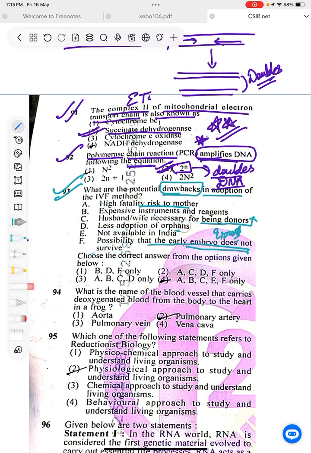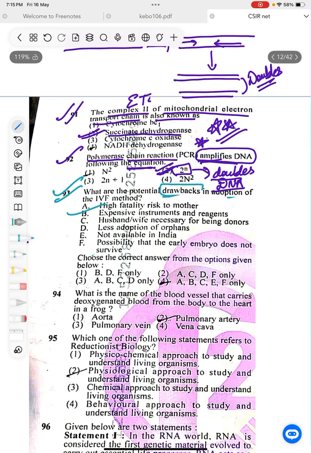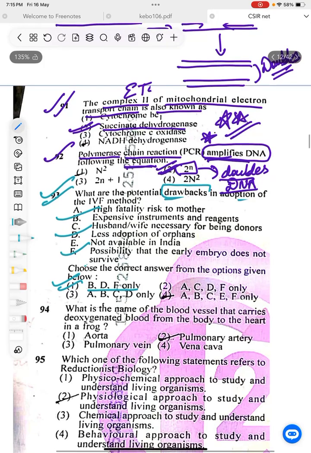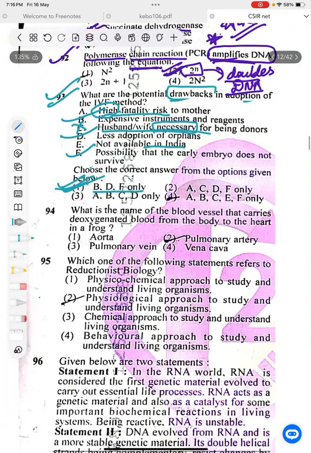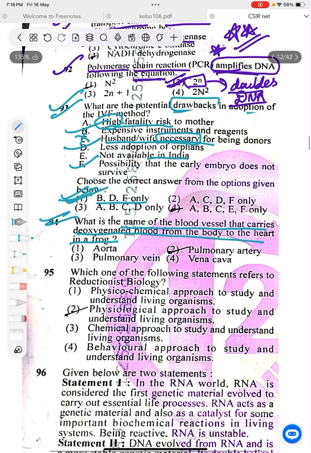So it is expensive. Yes, less adoption, and the embryo survival issue. So this is the option BDF. Look, husband and wife are necessary? Maybe the husband or wife has some problem, so another person's gametes, ova or sperm, can be taken. So it is not necessary. There is a risk but not that high. It is available in India. So the option is BDF. Now, what is the name of the blood vessel that carries deoxygenated blood from the body to the heart in a frog? It is the pulmonary vein.